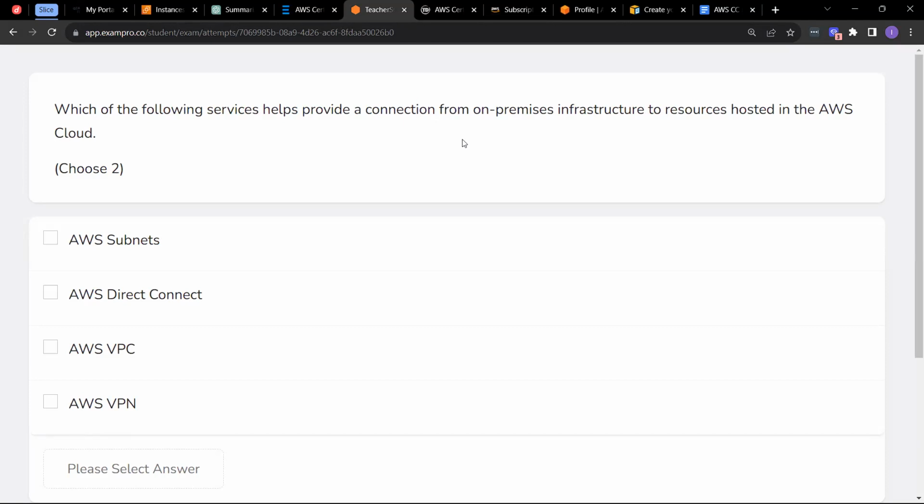So I read the question again. Which of the following services help provide a connection from on-premises infrastructure to resources hosted in the AWS cloud? So you are looking at your on-premises to the cloud. So it's Direct Connect and a VPC. We are selecting 2.